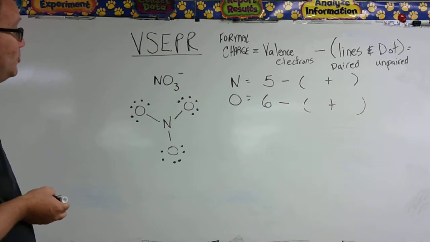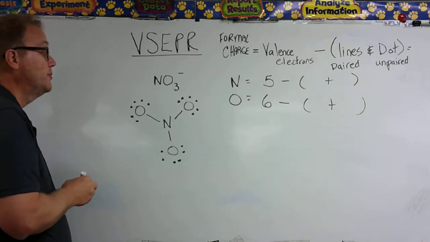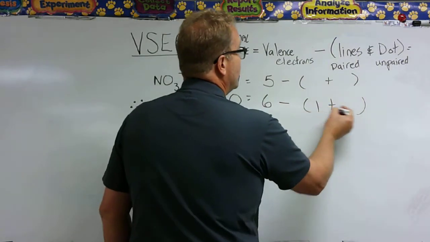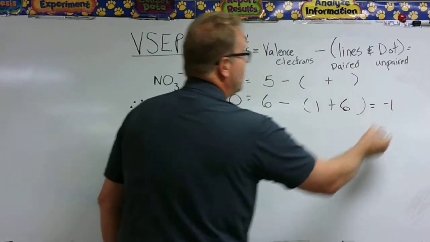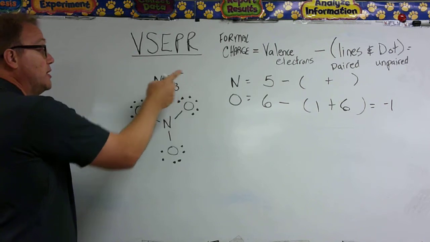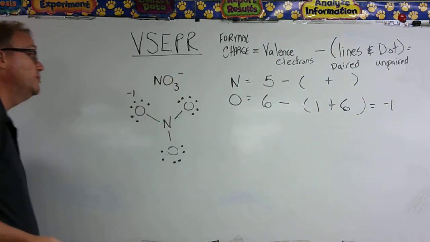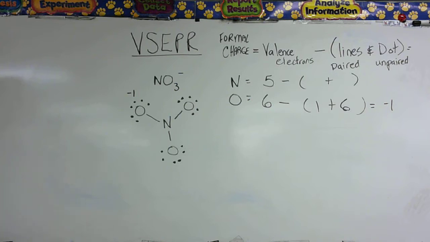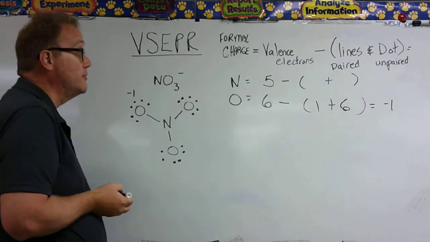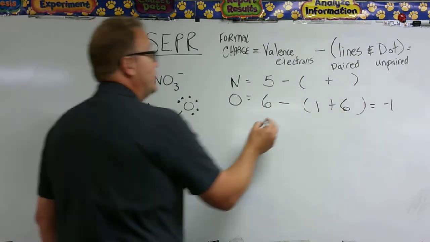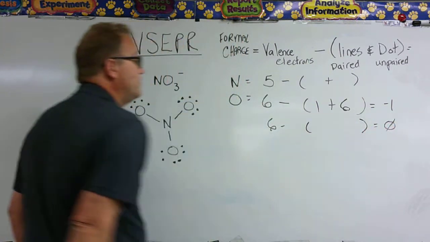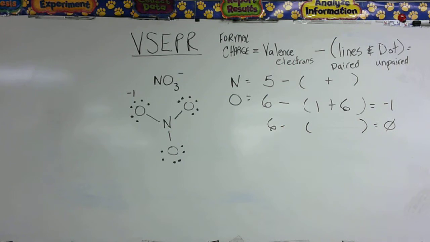So what I'm going to do is deal with the outers first. I'm going to have one line and 6 dots, which equals a -1. I am happy with that. So this part can be a -1. Now all I have to do is make my other two equal to 0. I don't want to get another -1 in there. So now I've got my two other oxygens which I want to make equal to 0. How am I going to do that?